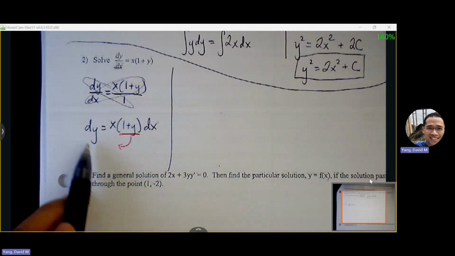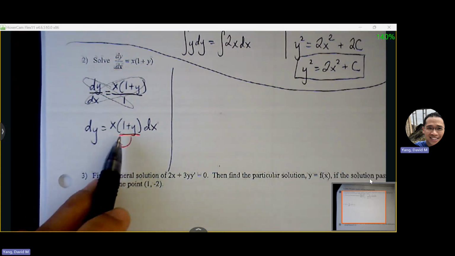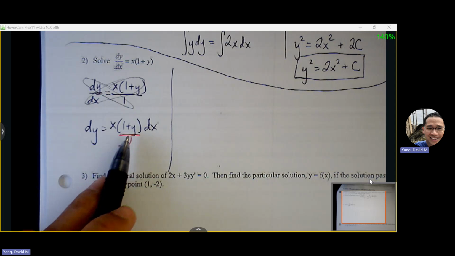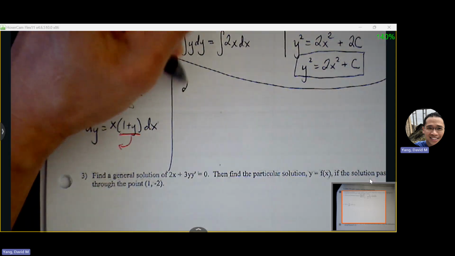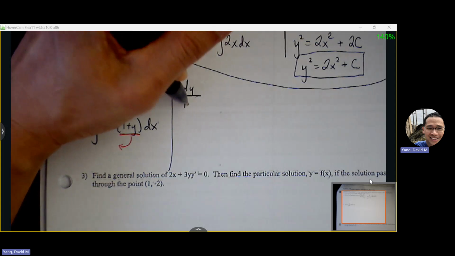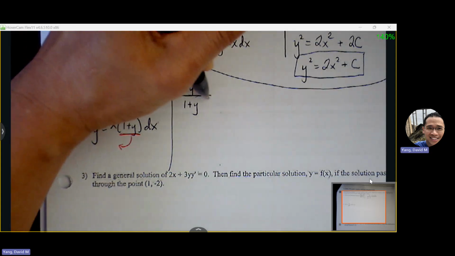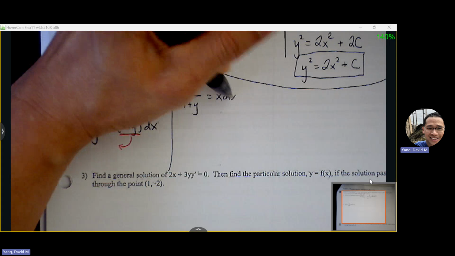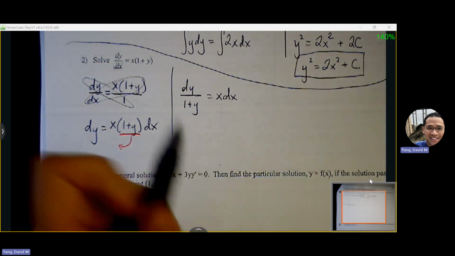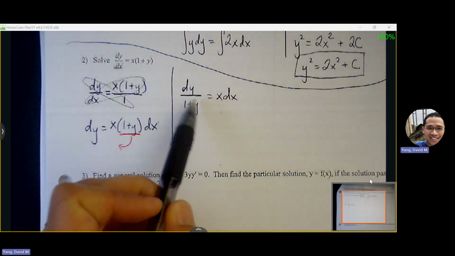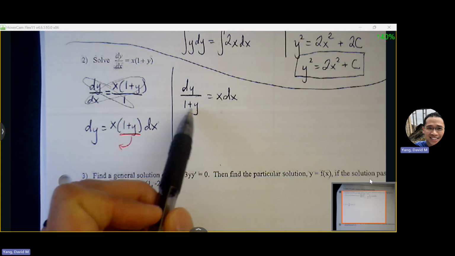When we divide that 1 + y, remember, anytime you divide something from the numerator on one side, it's going to end up in the denominator on the other side. So this ends up looking like this: dy over (1 + y) is equal to x dx. Now, do we have full separation of variables? We do, right? x's are on the right, y's on the left. It's okay to have y's in the denominator, x's in the denominator.